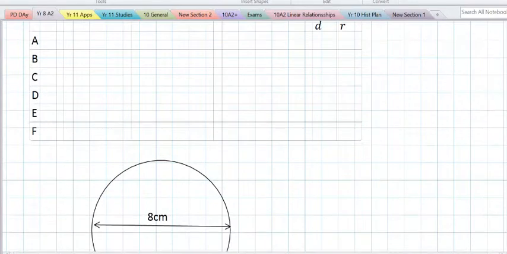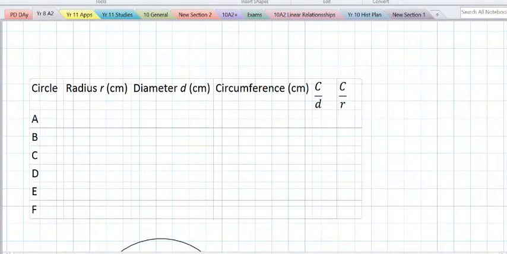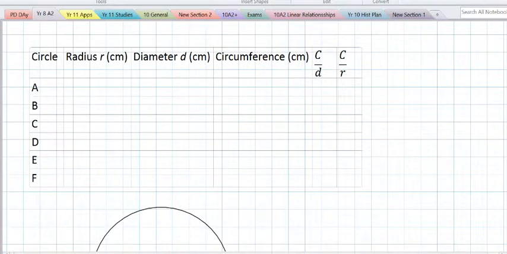So, for example, on our circle below, pretend I've measured that all the way across, is called the diameter, and it's 8 centimetres. Here you would write 8. And since we know that the radius is half the diameter, we could simply write 4 there.